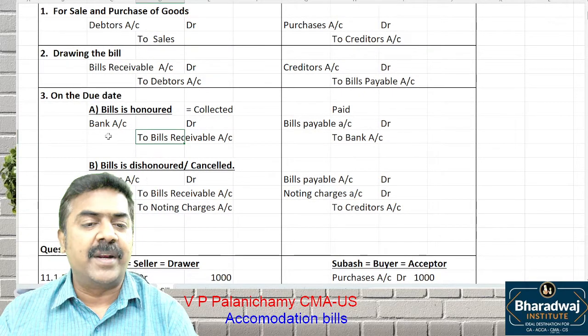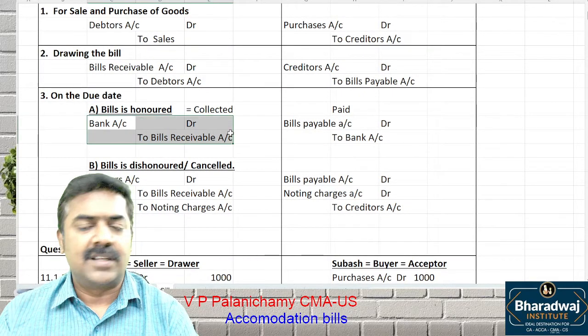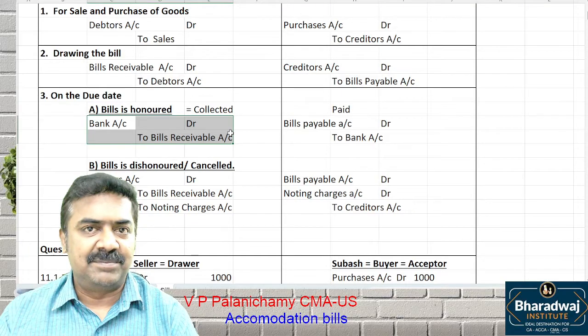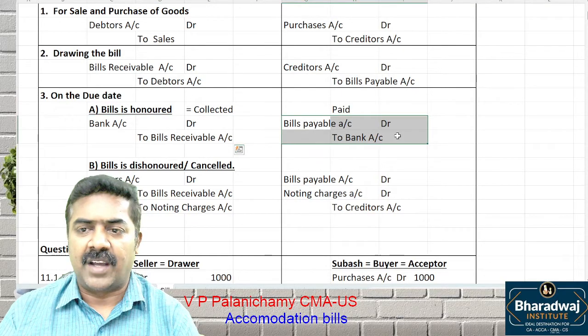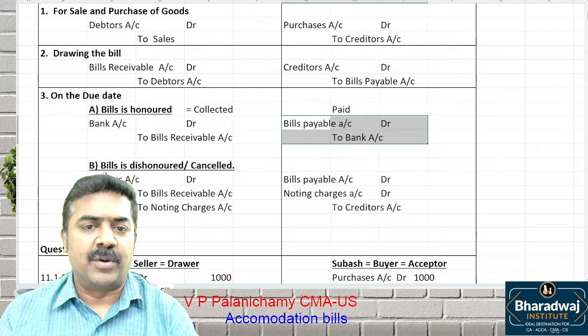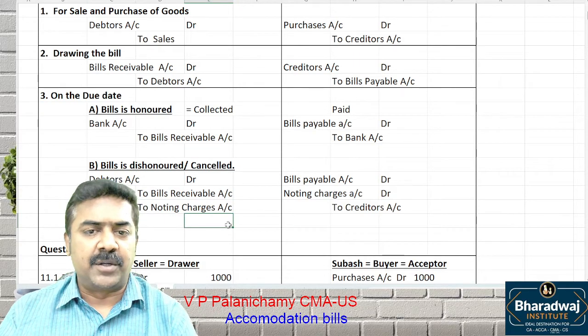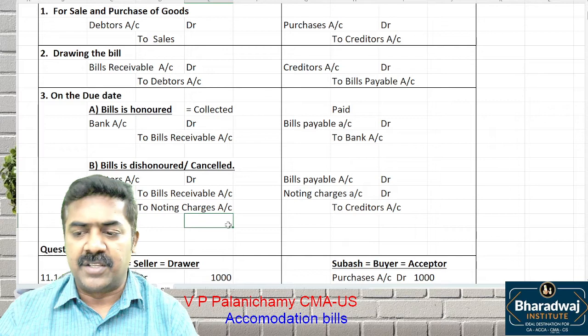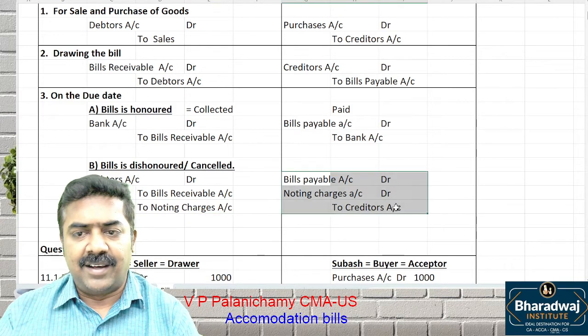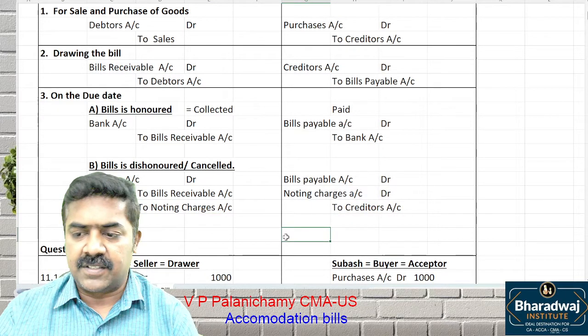On the due date, there are two chances. One is you collect the bill: bank accounted to bills receivable. I pay the bill: bills payable accounted to bank. If it is dishonored, debtors account debtor to bills receivable, and noting charges account like that. The other party bears the noting charges.